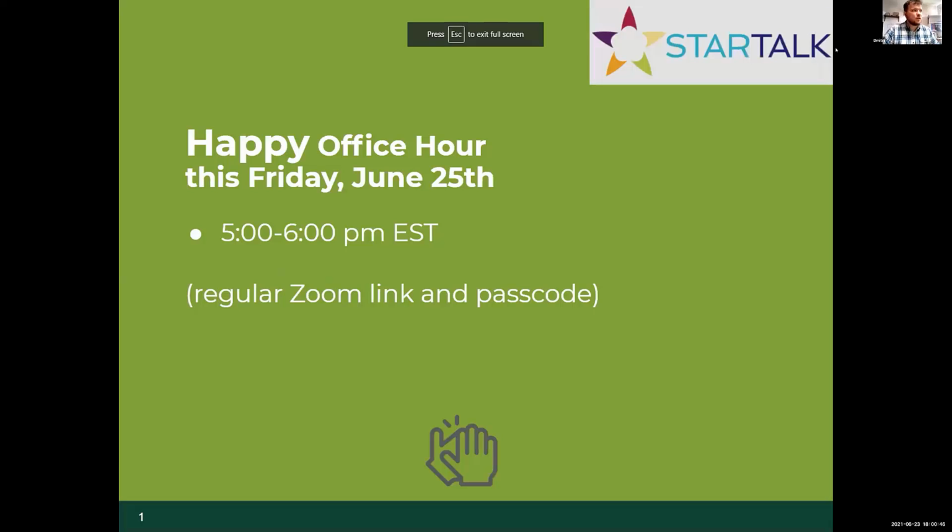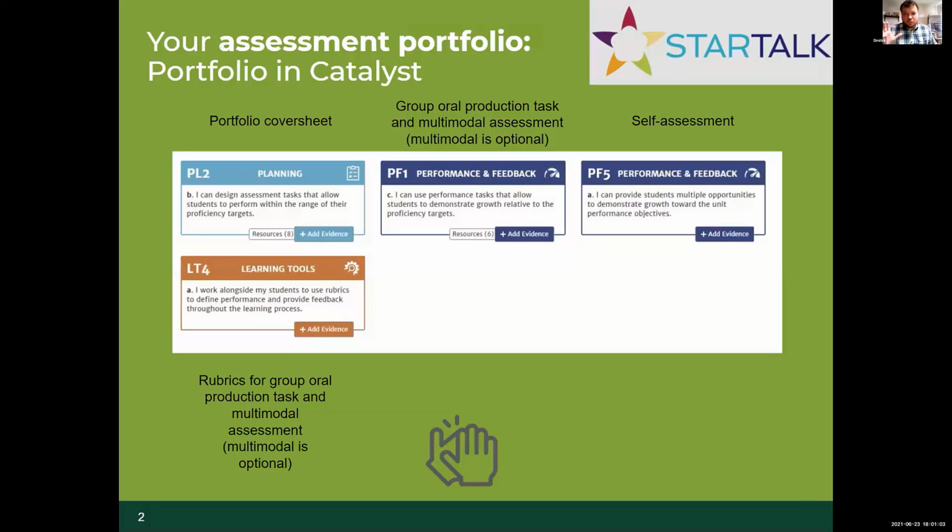We would like to start with a couple of announcements. First of all, happy hour. So this Friday, please don't forget, 5 to 6 p.m. Eastern Standard Time, the regular Zoom link and password. Join in with a beverage. You can bring coffee, tea, something stronger. It's a happy hour for you. And we apologize in advance for Catalyst.